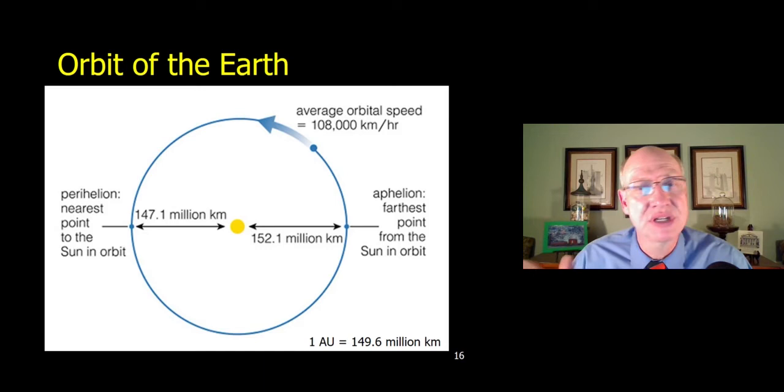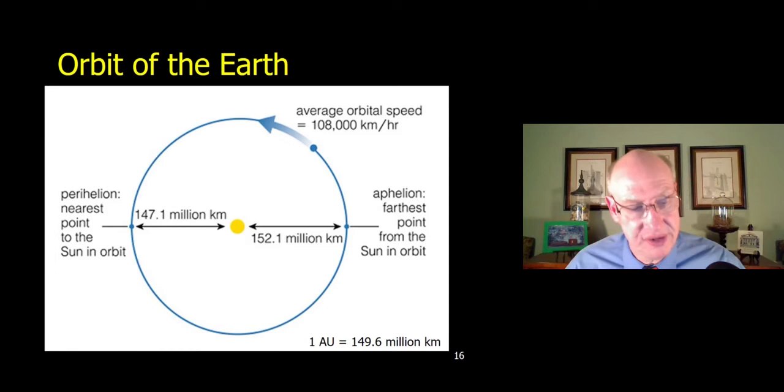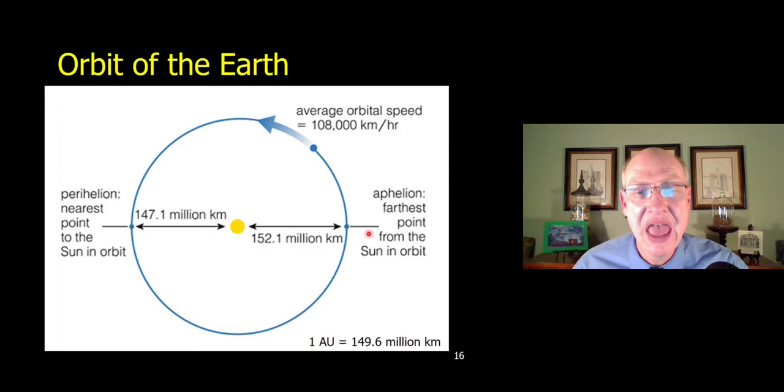And it's true, the same is true with the Earth. When the Earth is closest to the Sun, we're at 147 million kilometers. And when we are farthest from the Sun, we are 152 million kilometers from the Sun. Now, that sounds like a big difference, right? 5 million kilometers difference between when we're closest and when we're farthest.